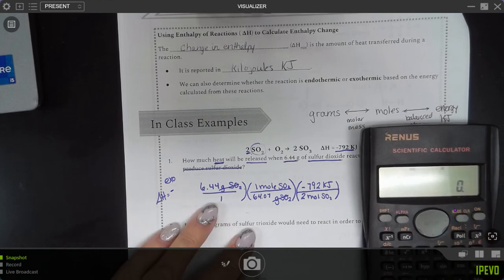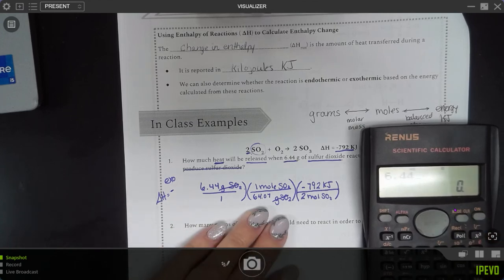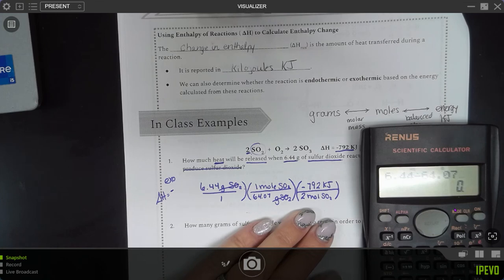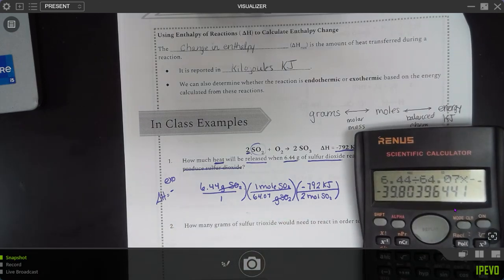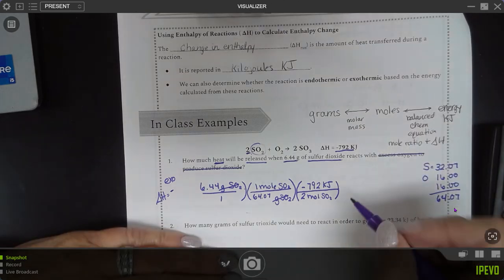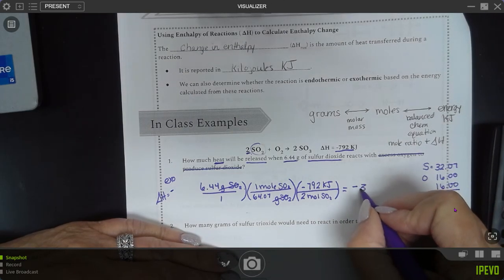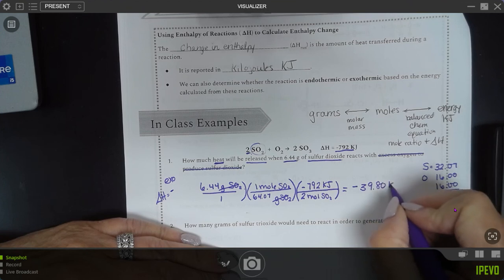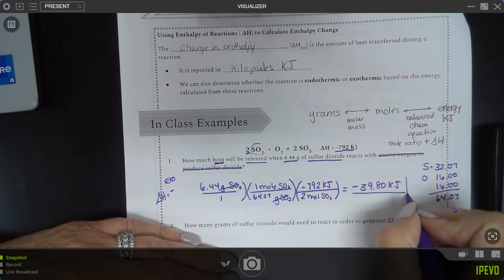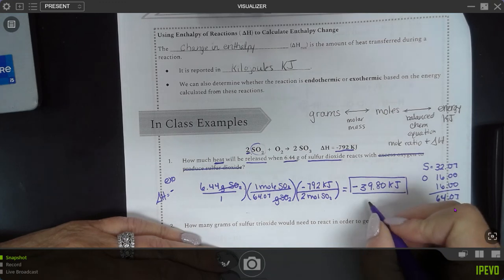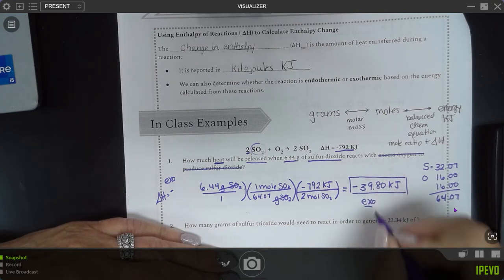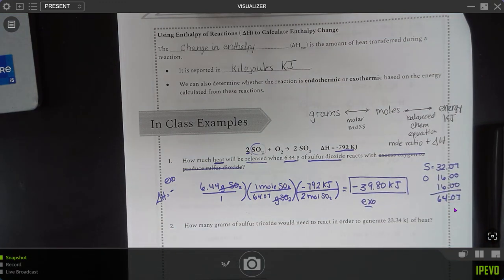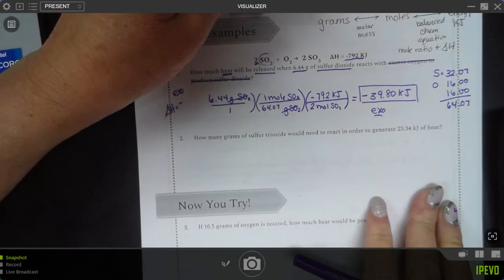All right, so I've got 6.44 divided by 64.07 times negative 792 divided by 2. And I get negative 39.80 kilojoules. Okay, since that's negative, as we said earlier, energy is being released. That's an exothermic reaction. All right, let's try a second example.